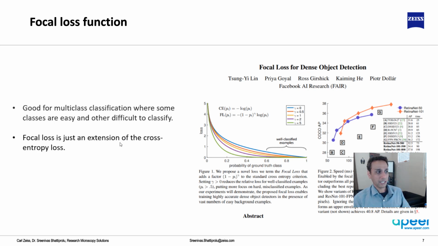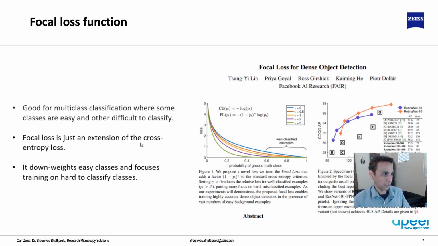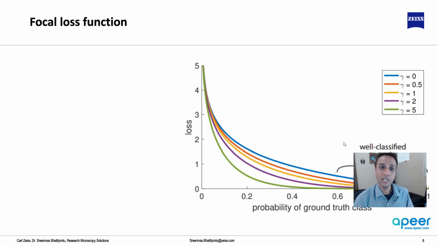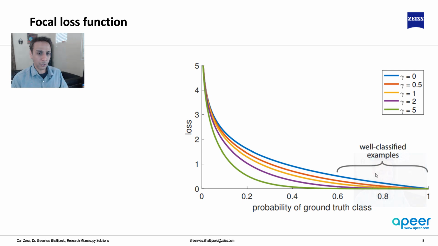It's like I said, it's just an extension of categorical or cross entropy. And in summary, what it does is it downweights easy classes, easy to segment or easy to classify classes, and focuses the training on hard to classify classes. How does it do that? Let's have a quick look at this image, a bit zoomed in.